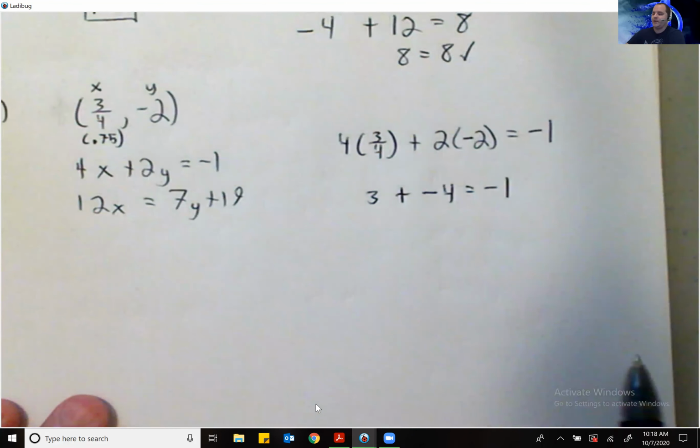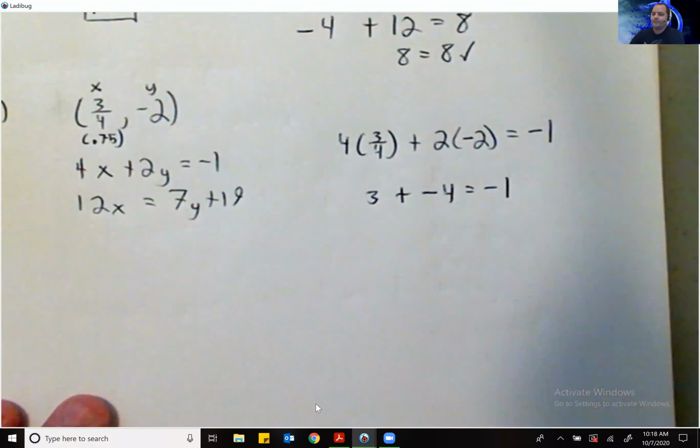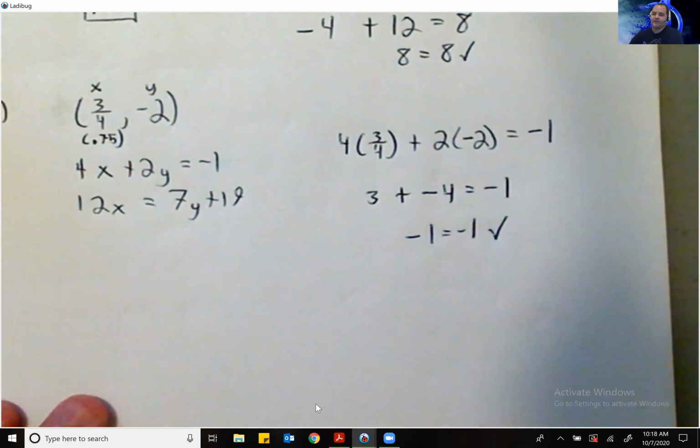So does 3 plus -4 give us a -1? Yeah, -1 equals -1, so that checks out. That means we do got to check the next one. So we're going to plug in.